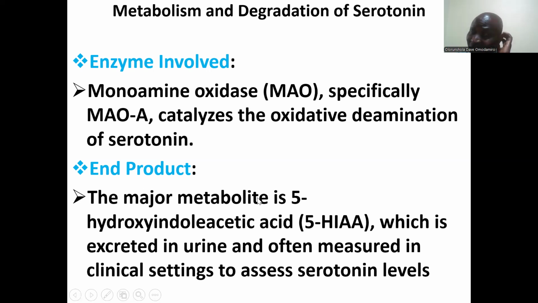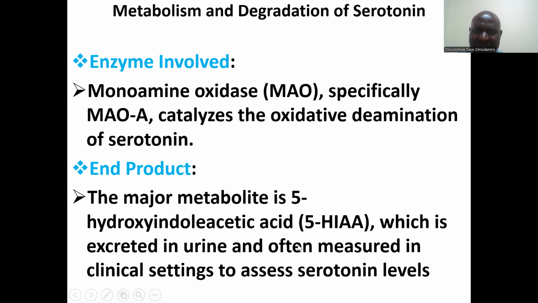The end product is 5-hydroxyindoleacetic acid, which is excreted in the urine, and it can also be measured for clinical assessment of serotonin level.